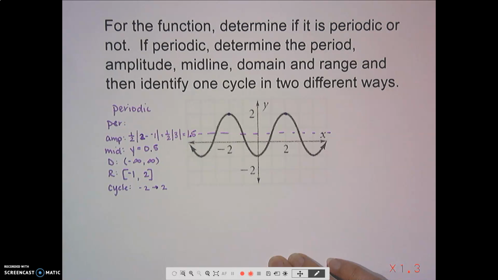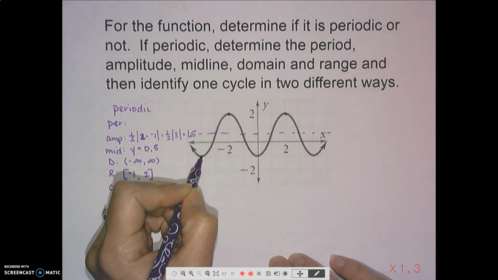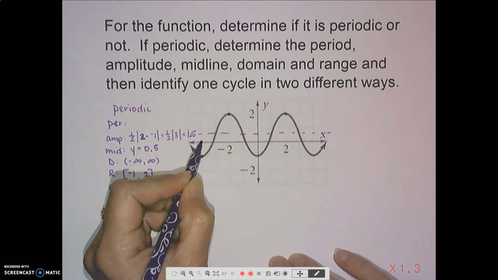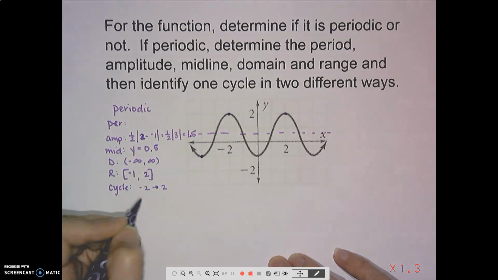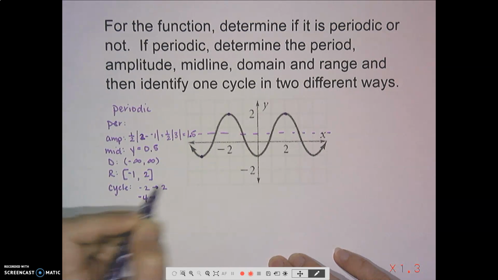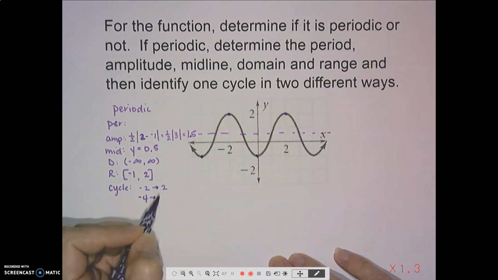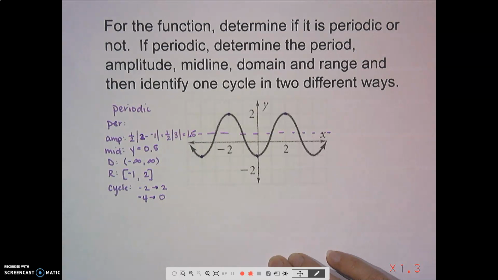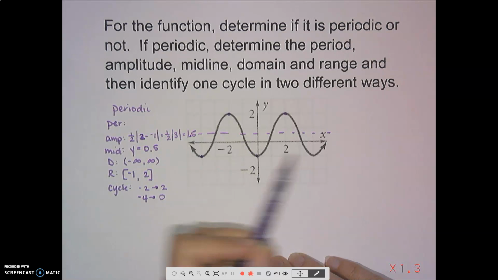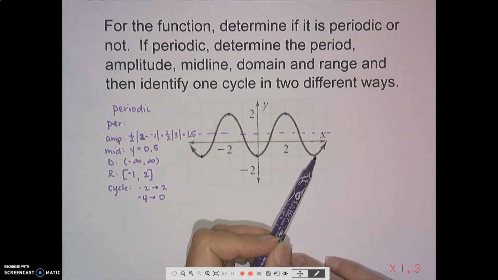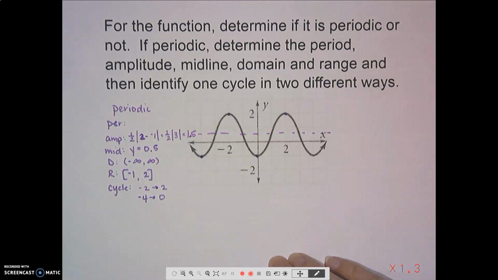Well, we got to figure out another way to do that. Well, if I start down here at -4, I would go to the bottom of the hump there, which is at 0. So from -4 to 0, I could also take that and copy and paste it over and over and over again.